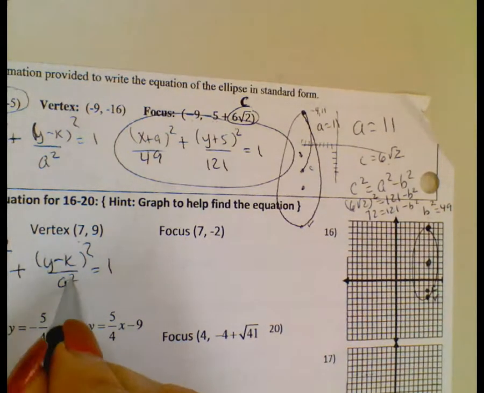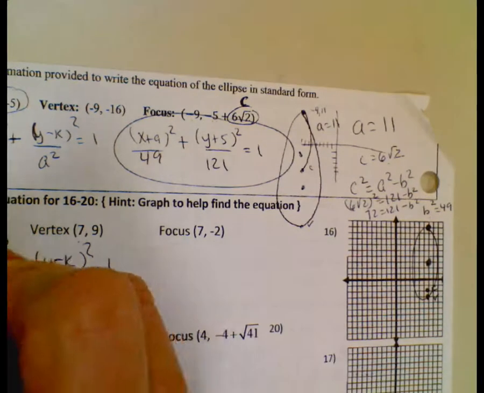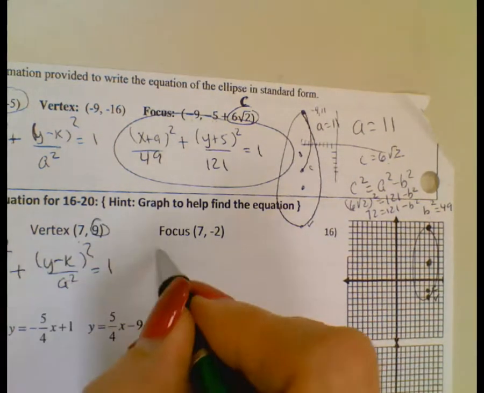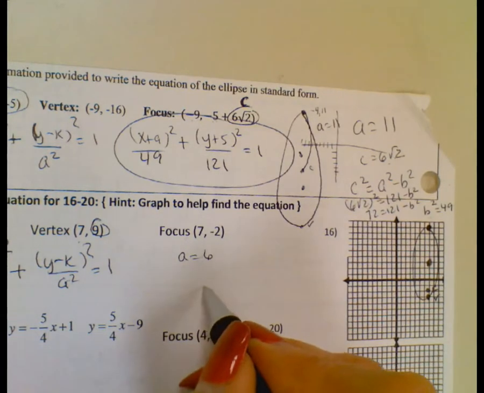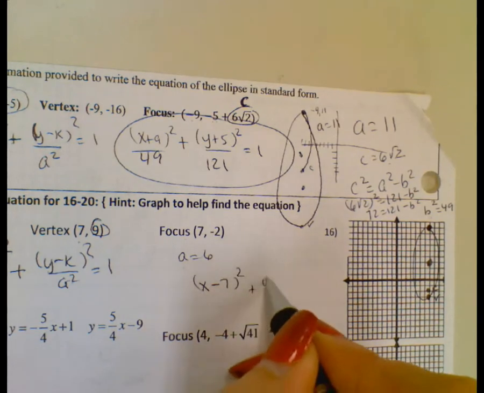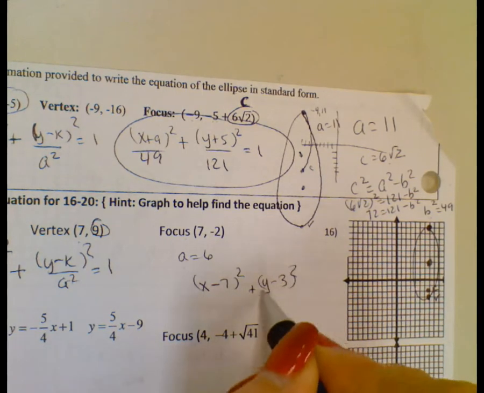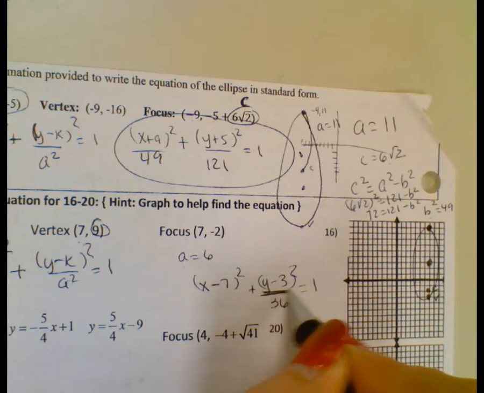So the a squared should be under the y. The a is the distance from the center to the vertex. So the distance from 3 to 9 is 6. So a is 6. So that is going to be, let's do the center, x minus 7 plus y minus 3, and a is 6, so there's going to be a 36 under the y.